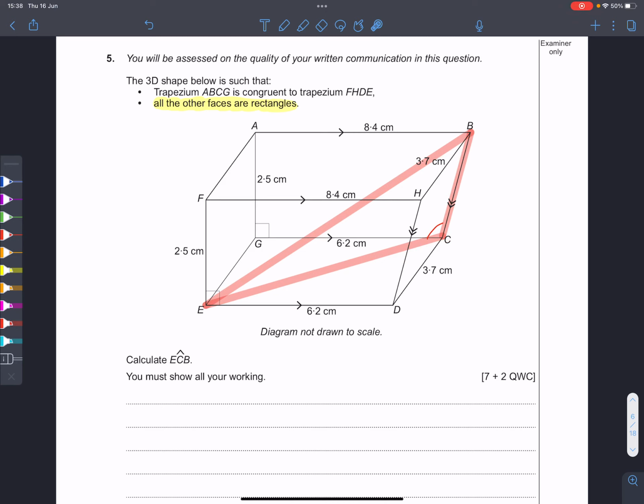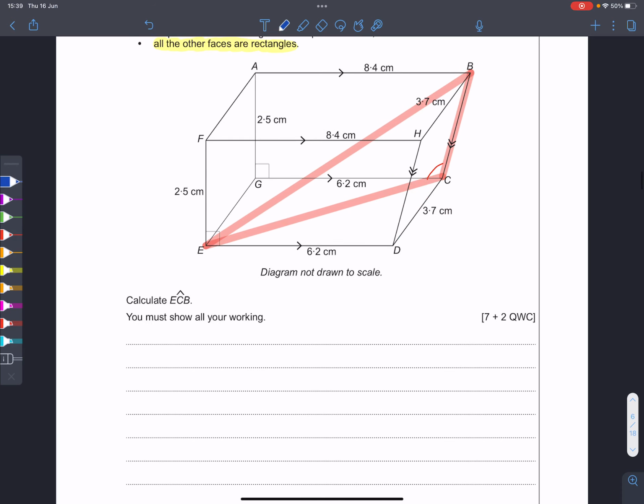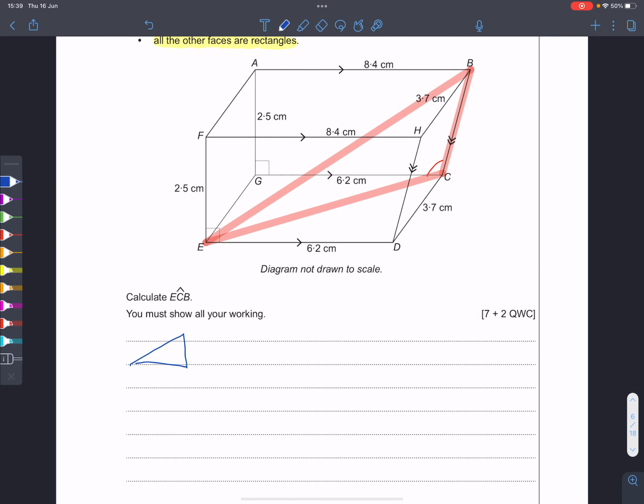So the first easy one, I think, for me, is going to be this length here, EC. Because EC is in the triangle ECD. Okay, so if I quickly sketch ECD, it doesn't have to be particularly big, so that's E, there's my D, there's C, this is 6.2 centimeters, and this is 3.7 centimeters, and this length here, EC, that's this red one that I'm trying to work out.